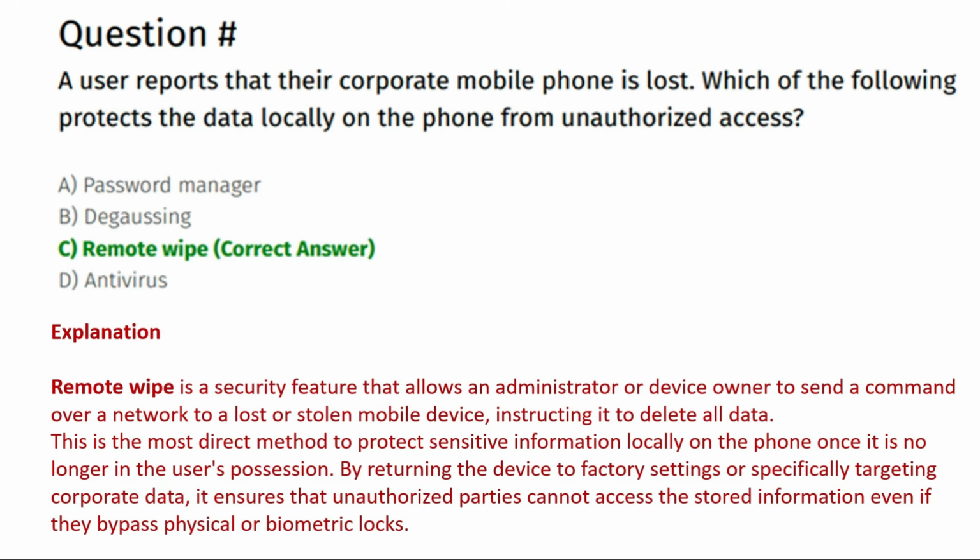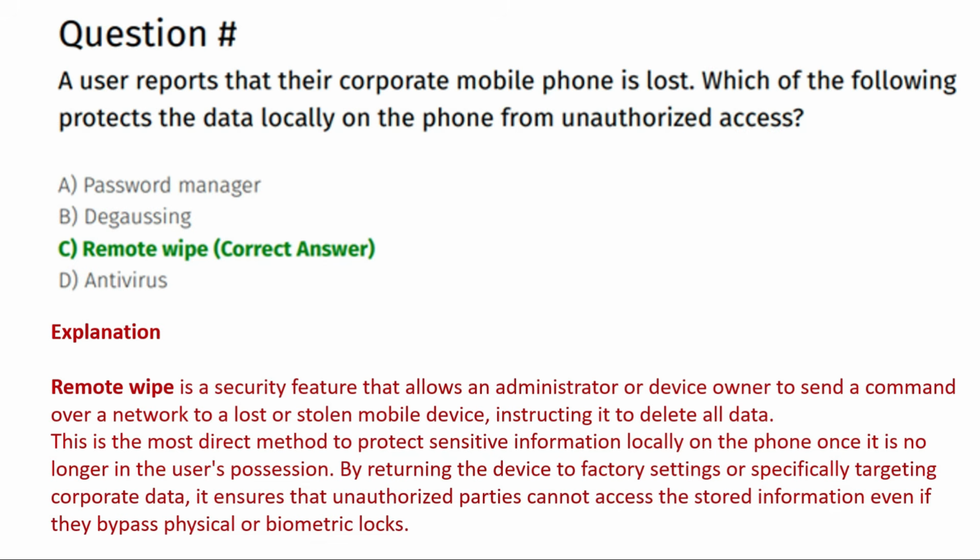The next question is, a user reports that their corporate mobile phone is lost. Which of the following protects the data locally on the phone from unauthorized access? Option A, password manager. Option B, geotracking. Option C, remote wipe. Option D, antivirus. And the correct answer for this question is option C, remote wipe. So let's check the explanation.